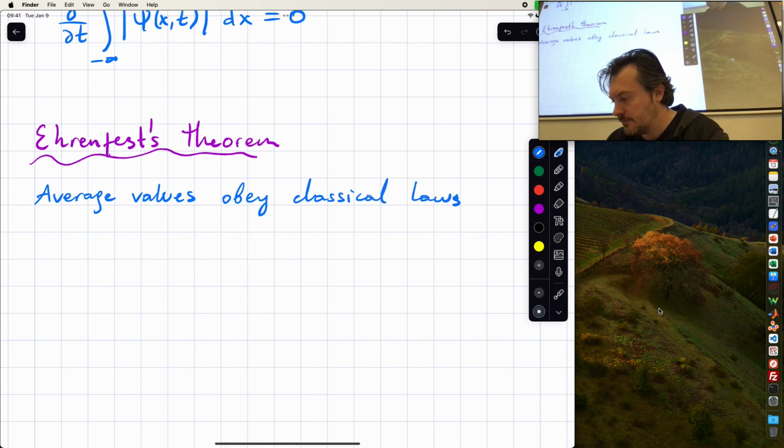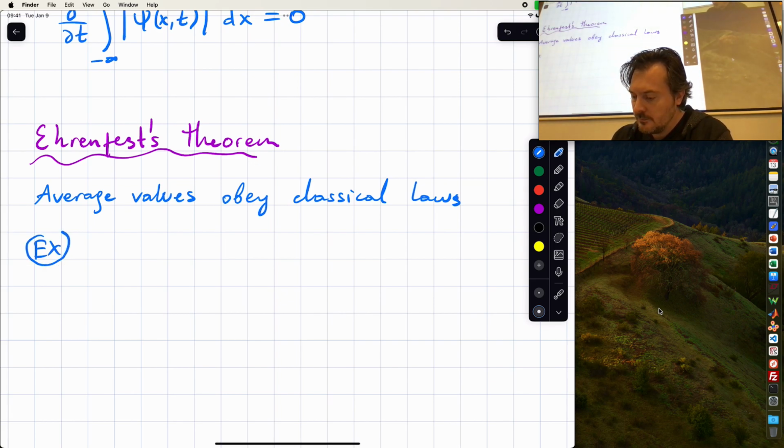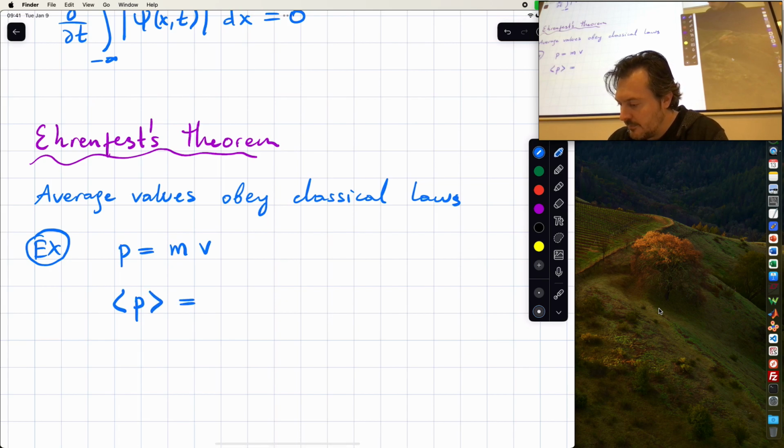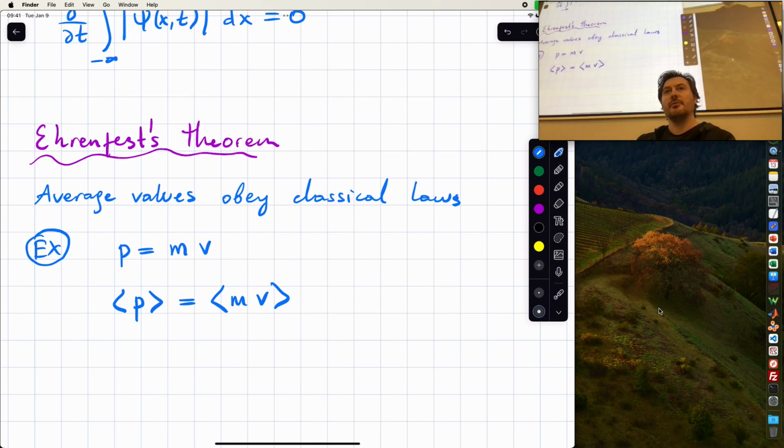What does it mean? Let me start with an example. Classically, momentum is equal to m times v. Do you agree? So you just put brackets around them, and that's the quantum mechanical correspondence. Okay, the average momentum of the particle needs to be the mass times the average velocity of the particle.